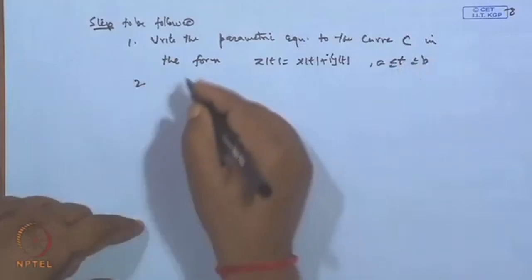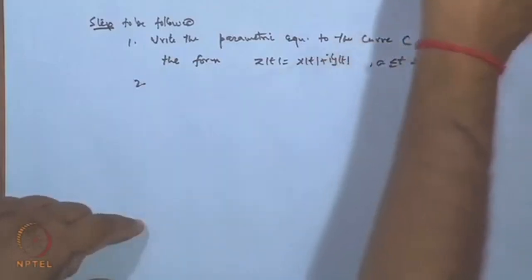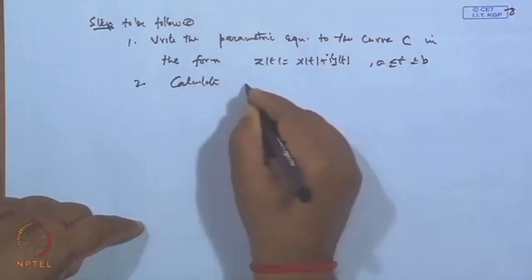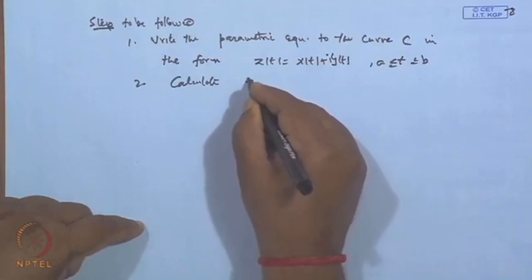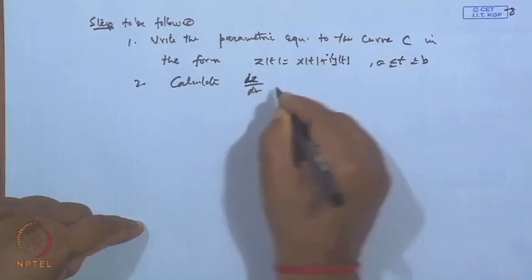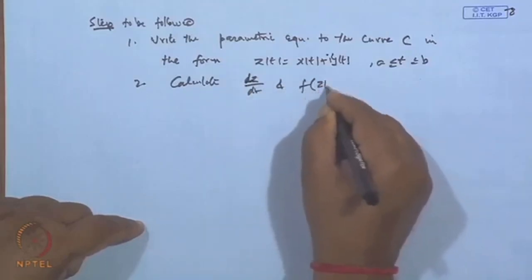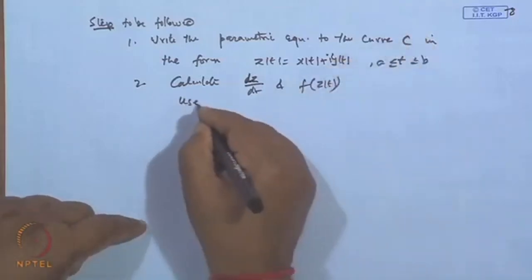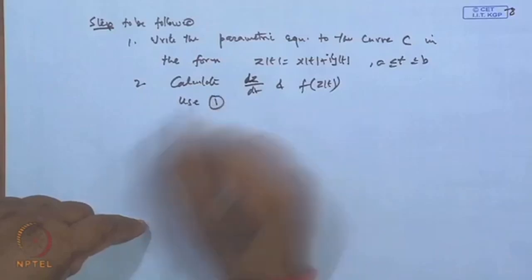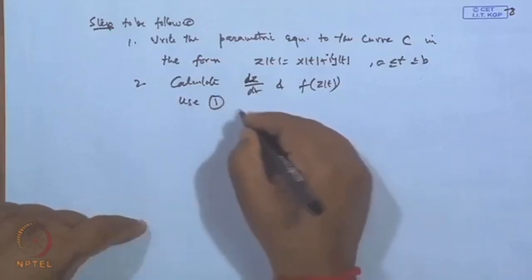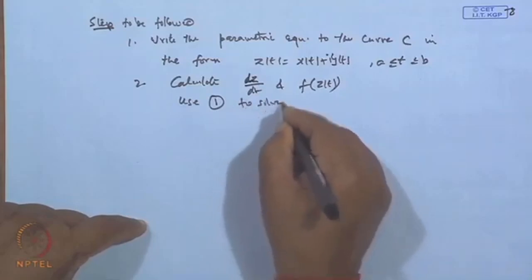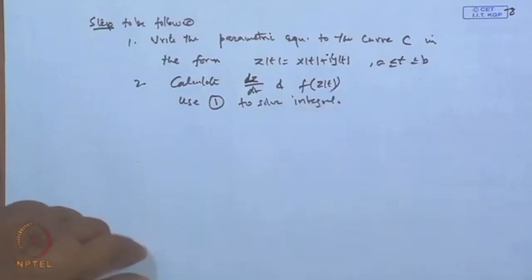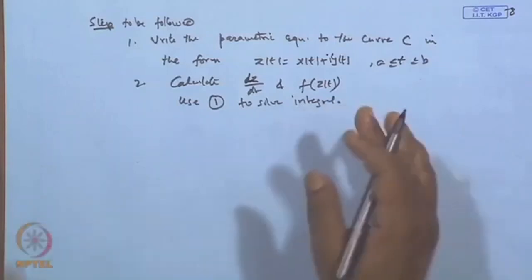Then the second step is, once you get this, substitute it, calculate dz by dt and the value of the function at an arbitrary point z(t), and then use formula 1 to solve the integral. Okay, and the integration limits should be adjusted.